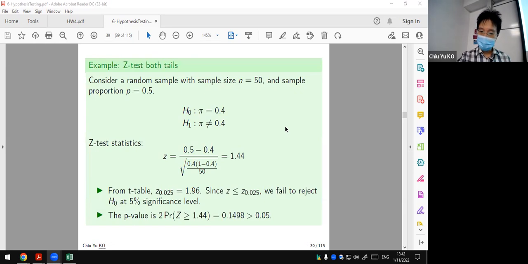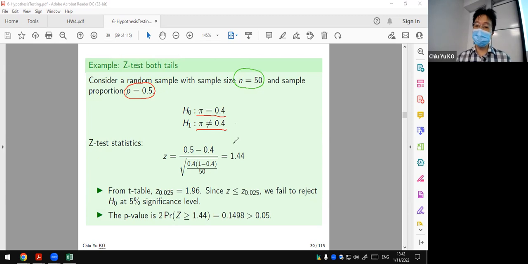Okay, so the question now is we don't need to assume anything normal. So it's very simple, basically no assumption needed. Okay, I'll tell you what assumption we have to check. First, you look at the data. You have n is 50. Okay, and you have p is 0.5. Okay, so what's the hypothesis here? Is equal to 0.4 and not equal to 0.4. It's a two-sided one.